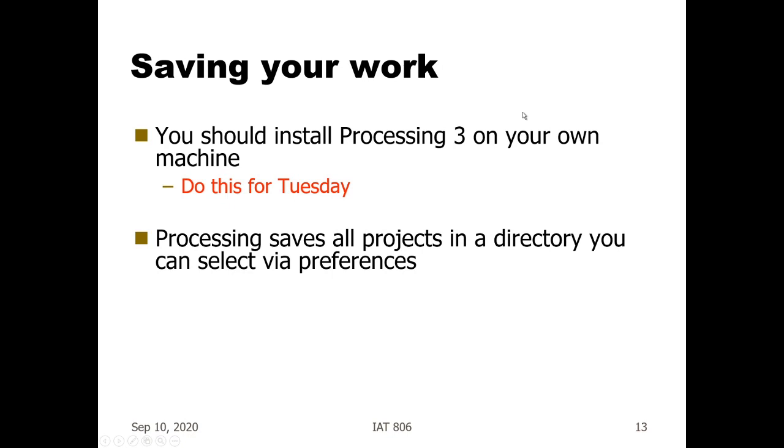Another thing that's very important is that when you want to get started with Processing, what you need to do is download Processing 3 on your own machine. And you want to do this for next Tuesday. In fact, do it as soon as you can. Processing saves all its projects in a folder that you can select via preferences. So when you download Processing, you fire it up, set your save folder to something to do with IAT806, and then save the programs that you write.